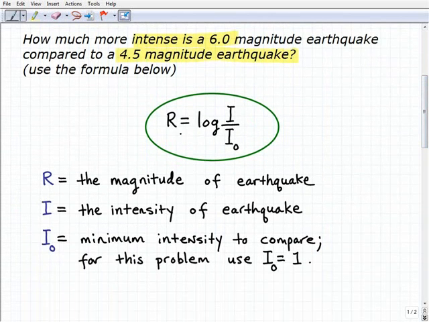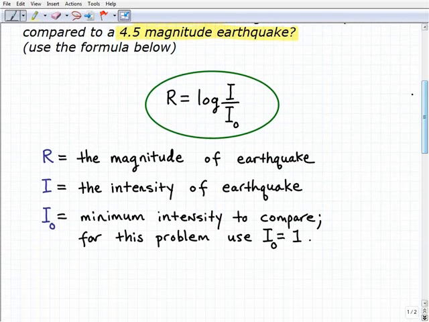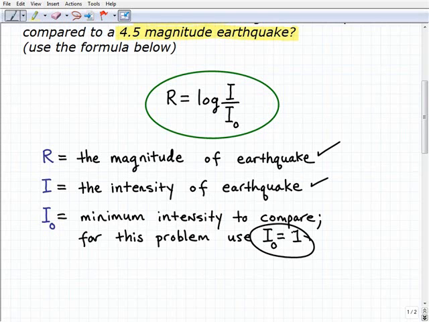So here we have R equals log of I over I sub O, or I sub naught. That's the way we would say that. R is the magnitude of the earthquake, and we have magnitudes 6.0 and 4.5 for this problem. I is the intensity of the earthquake, and this is what we're going to be looking for. And I sub naught is the minimum intensity to compare. For this problem, go ahead and use 1 for I sub naught for both comparisons, so this will be equal to 1.